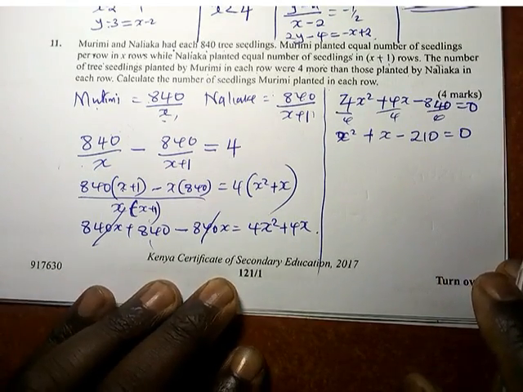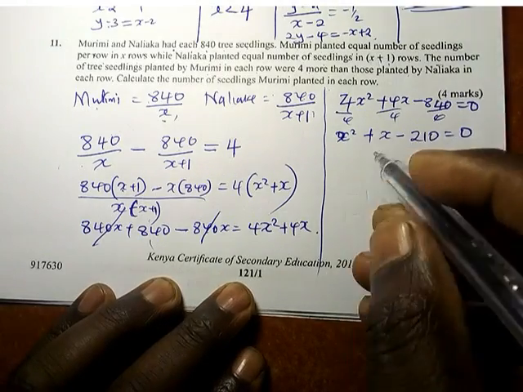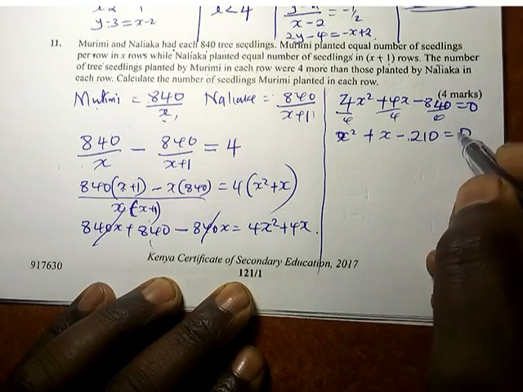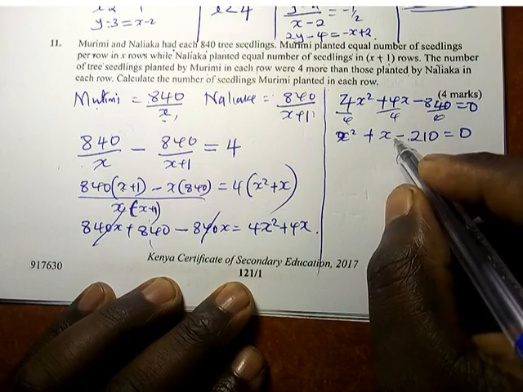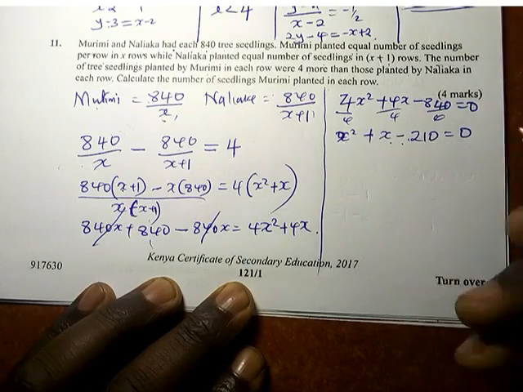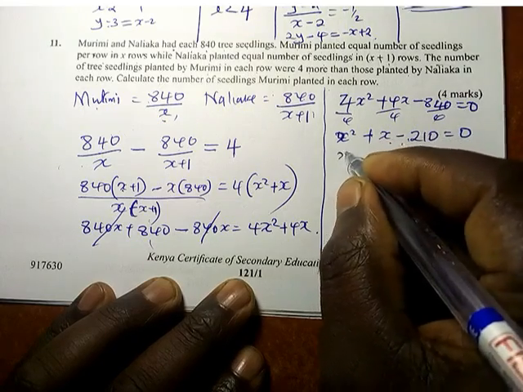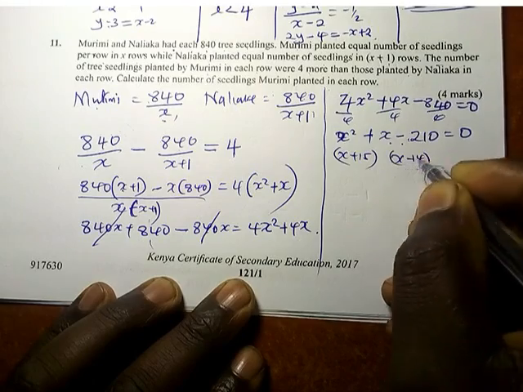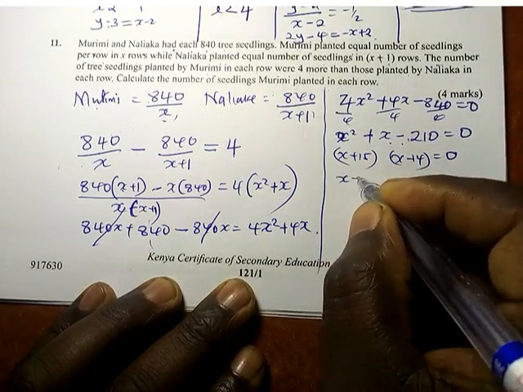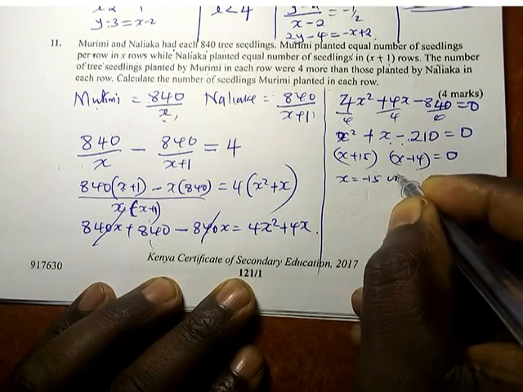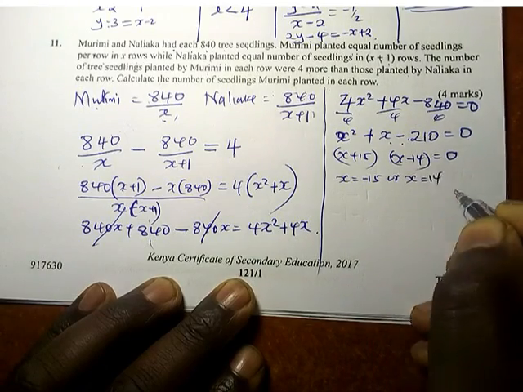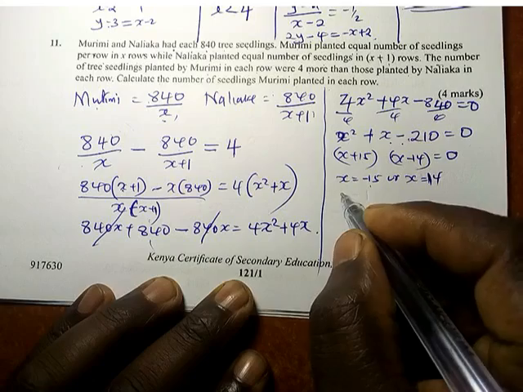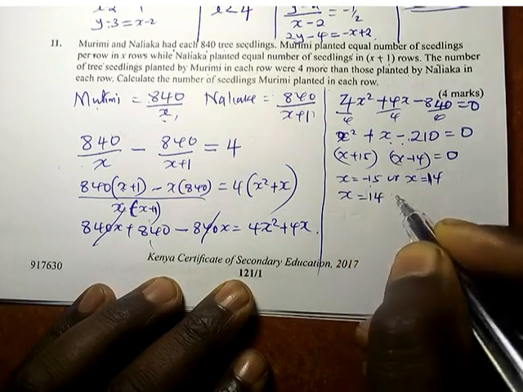We are looking for the value of x. I want to go faster. The numbers will be 14 and 15, which will give us 210. Therefore, we have x plus 15, x minus 14, the answer is 0. So x is either negative 15 or x equal to 14. Seedlings planted cannot be negative. Therefore, the correct answer is 14. x is equal to 14.